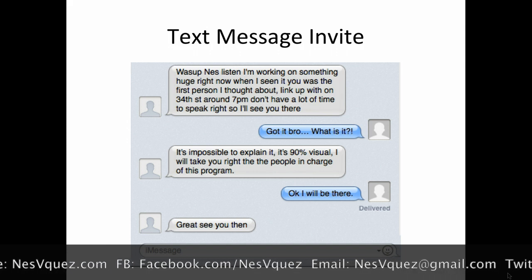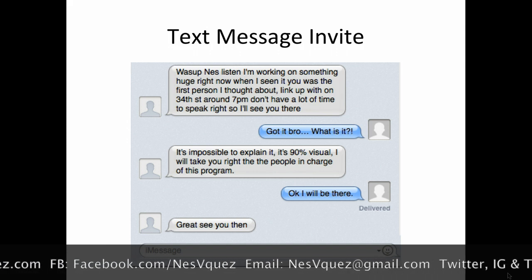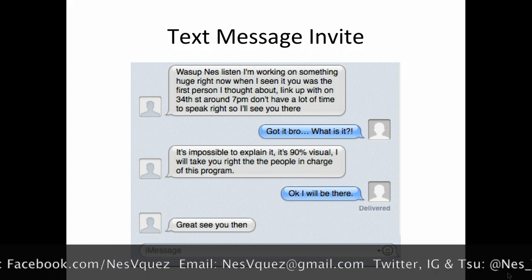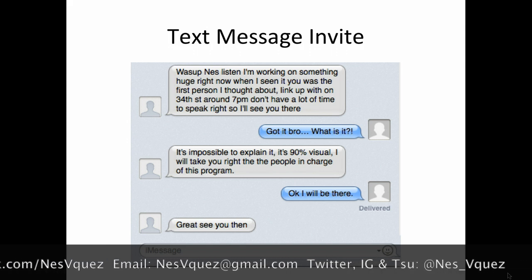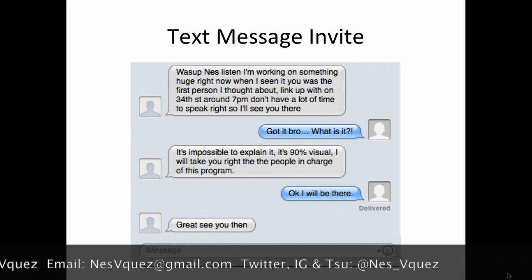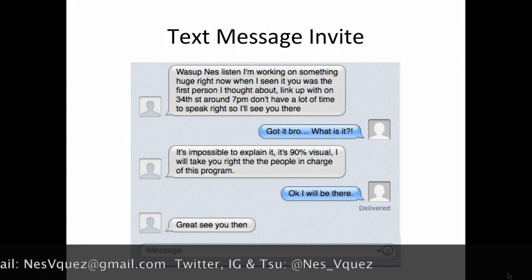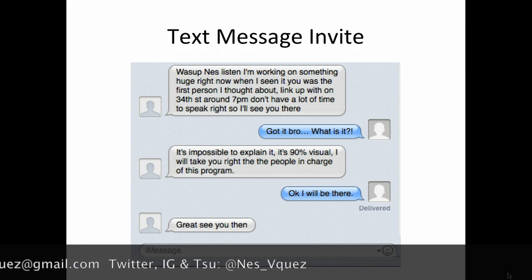So you notice that it wasn't really perfect when it came to punctuation, grammar, wording, and spelling, but the structure was still there. He was in a hurry. He cleared time and location. He piqued my interest. He saw something huge, and when he saw it, I was the first person he thought about. He piqued my interest.